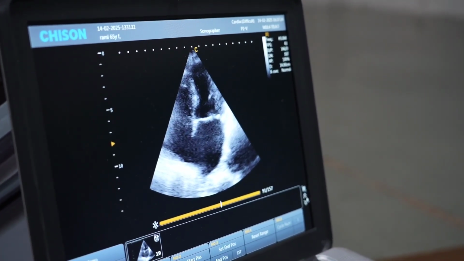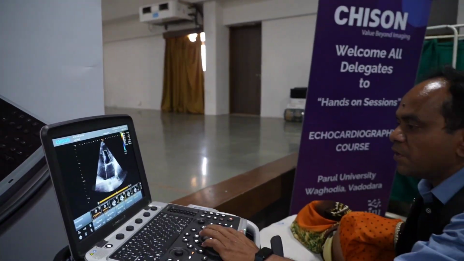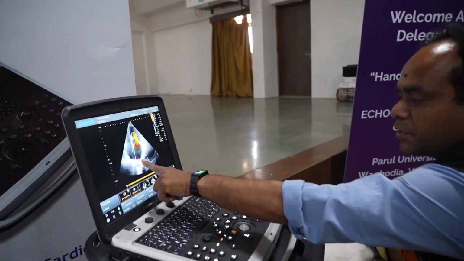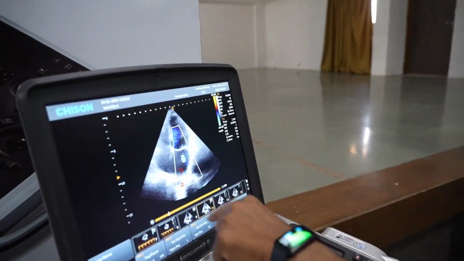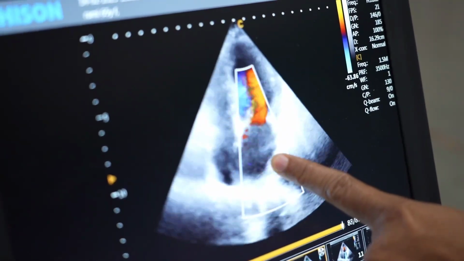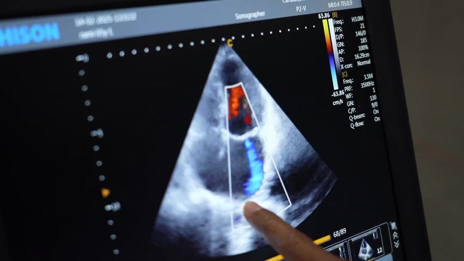Also, coming to the color Doppler features of this patient, when I put a color Doppler, I could easily see a significant jet of mitral regurgitation coming from the left ventricle into the left atrium and nearly hitting and turning at the roof of the left atrium.